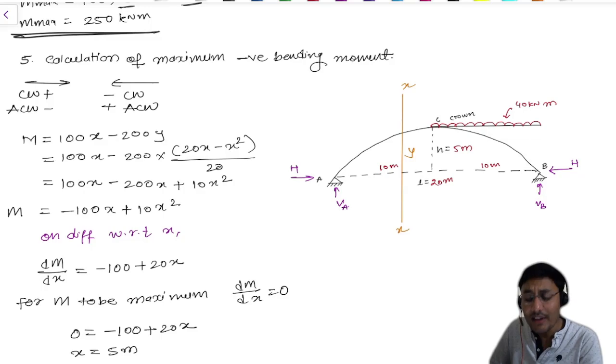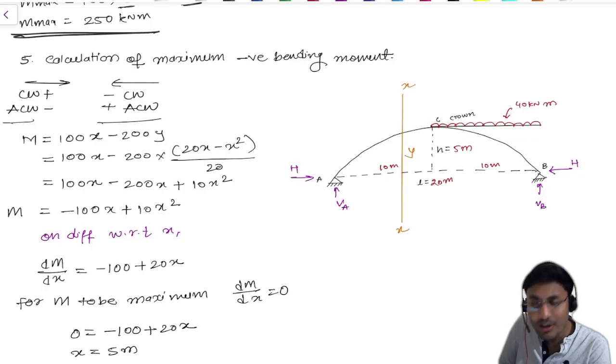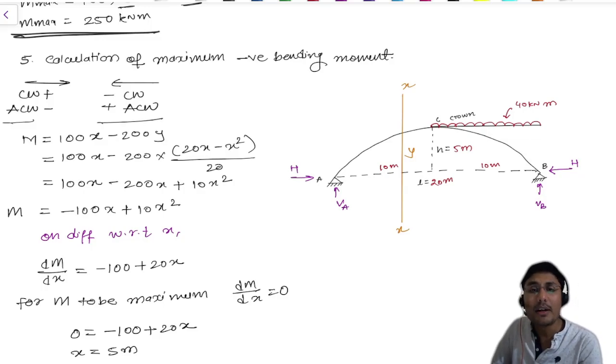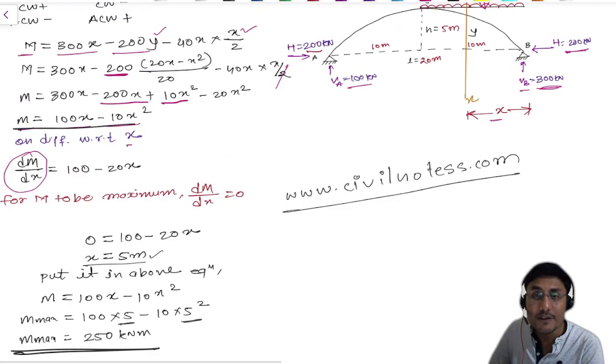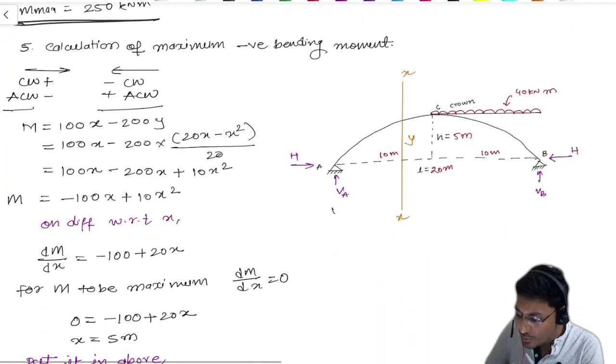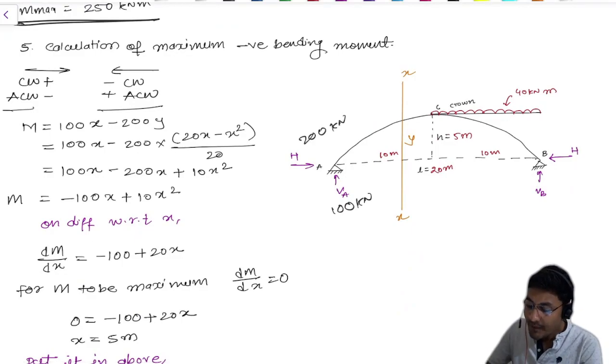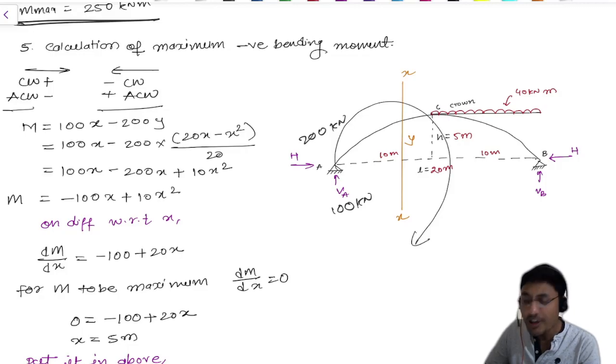In a similar way, the rotations will work, and we need to calculate the moment equation. Again, the value of VA we need to mention here: V equals 100 kilonewton and H equals 200 kilonewton, right? Now, clockwise rotation is positive.